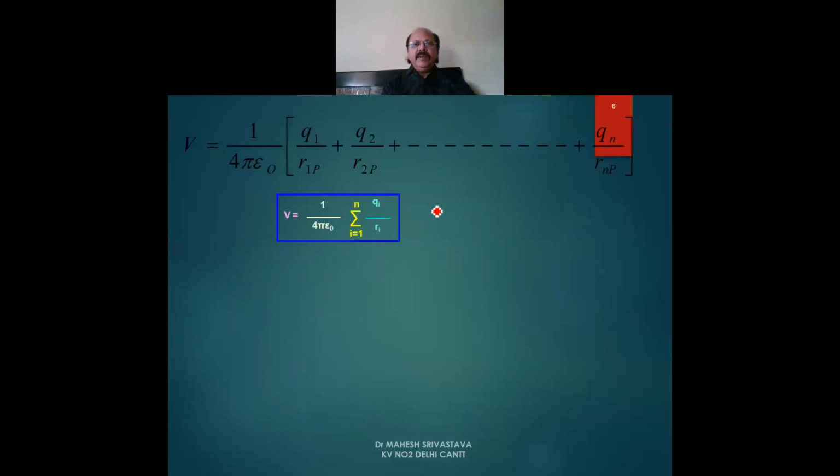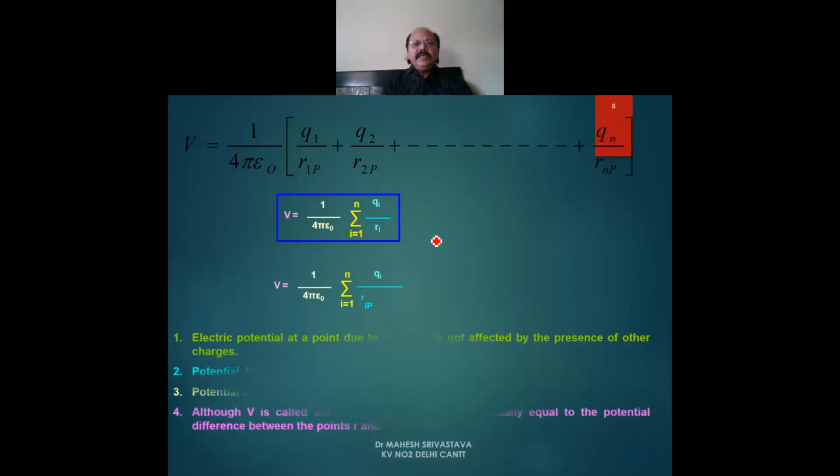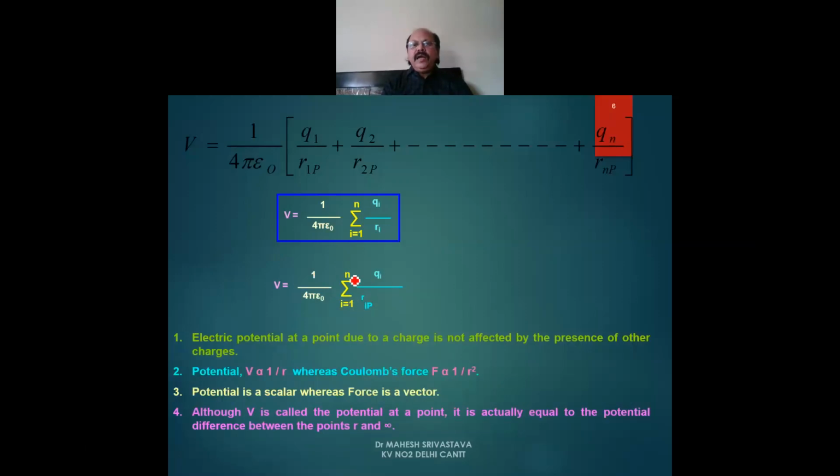So we can write it in the summation form. V equals 1 upon 4 pi epsilon naught sigma i equals 1 to n, Qi upon Ri, because here the charges and distances are variable. Or we can say that V equals 1 upon 4 pi epsilon naught sigma i equals 1 to n, Qi upon RiP. P is the point at which we are finding the total electric potential due to the point charges around this point P.